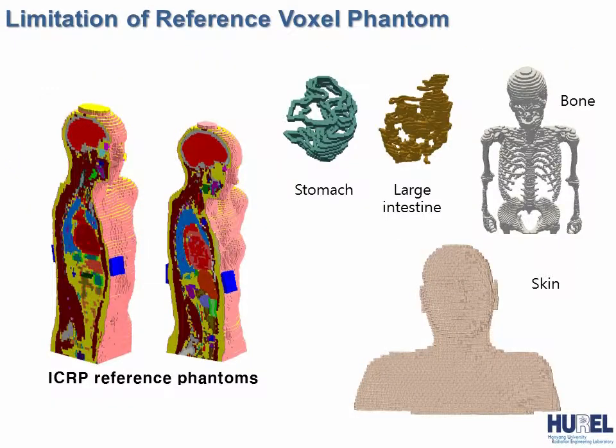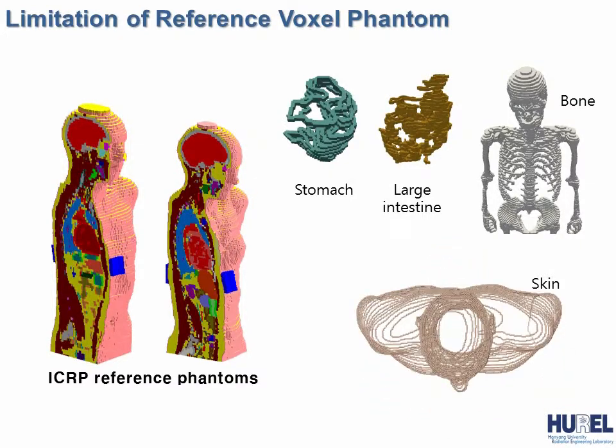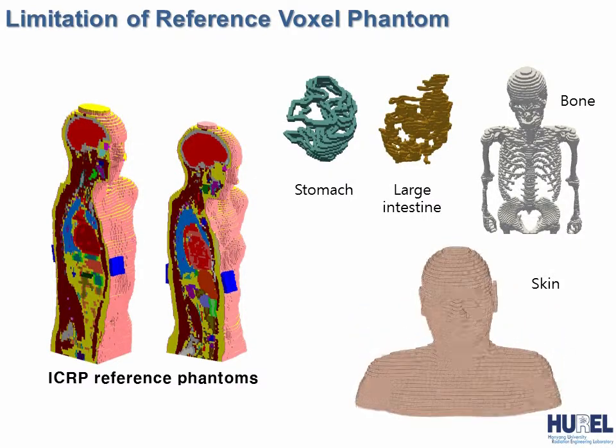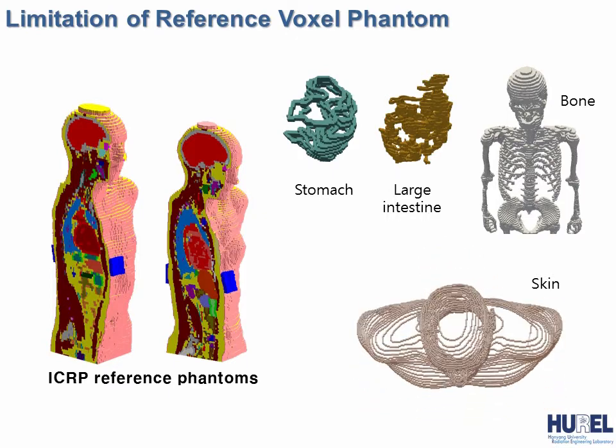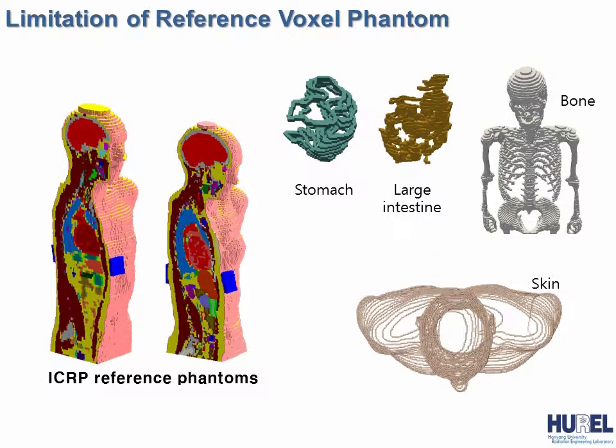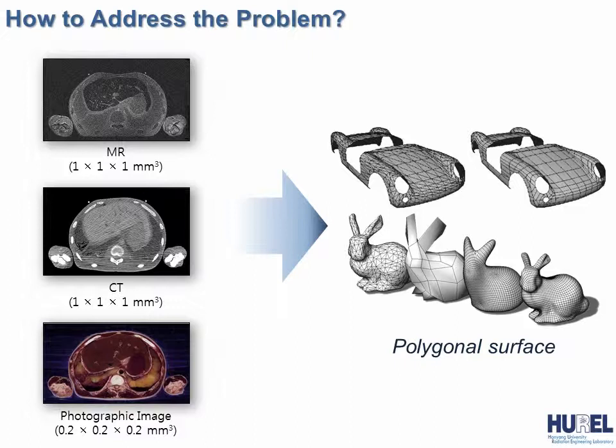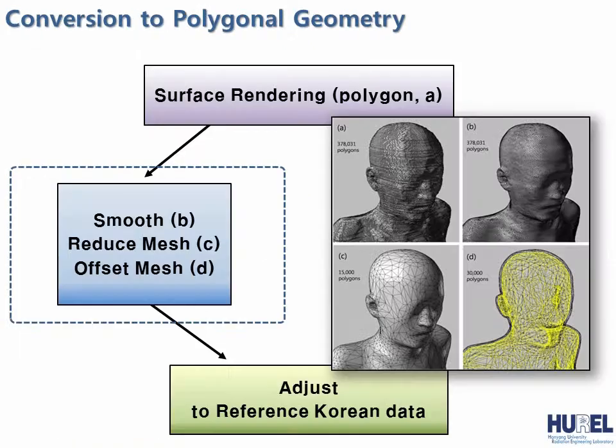However, voxel phantoms have limitations in representing organ shapes because organs are represented by voxels with limited size. We can see the skin voxel model has large holes. In order to address voxel phantoms' limitations, we constructed polygonal mesh surface phantoms by converting voxel phantoms to polygonal mesh surfaces, which are widely used in 3D computer graphics.